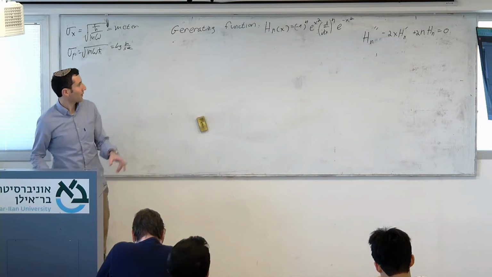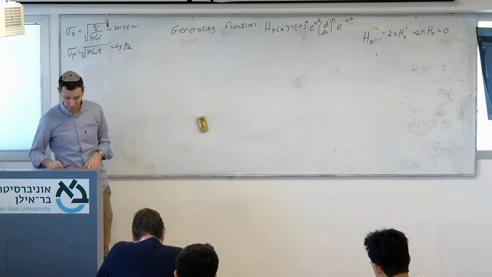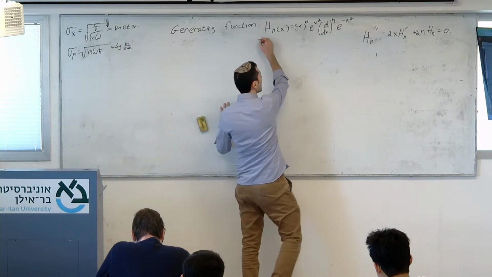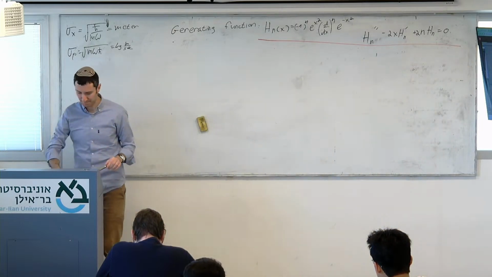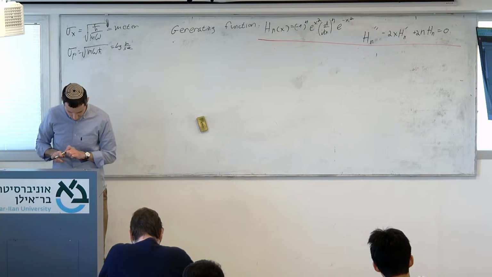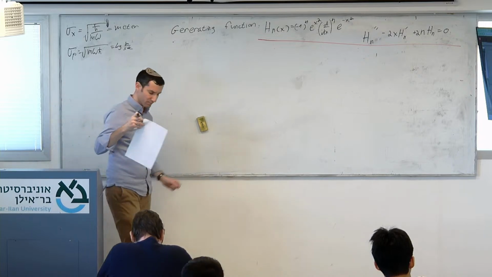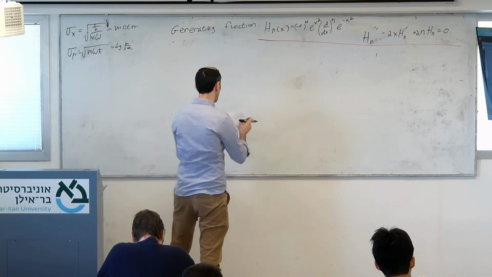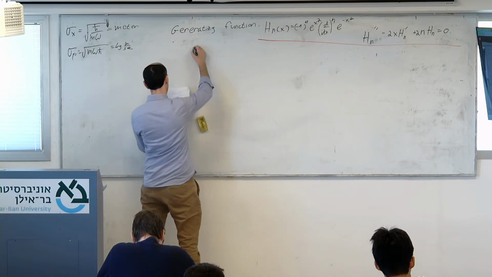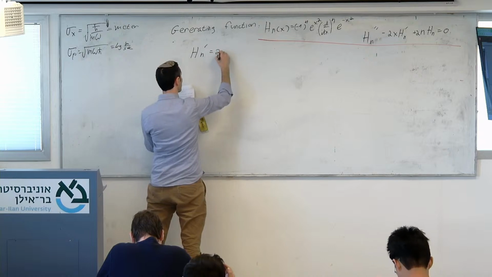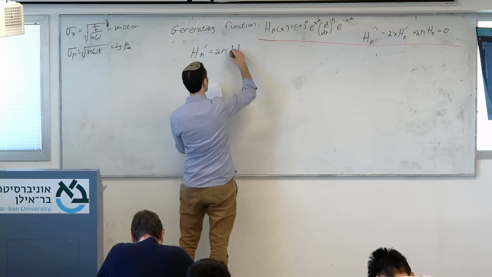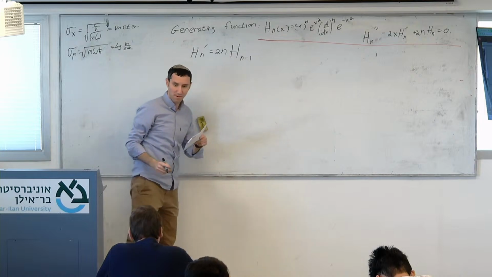Okay, I'm not erasing these things on the top because I'm planning on using them again. But I will do this, so it's a little clearer. Let's prove that Hn prime is equal to 2n times Hn minus 1.